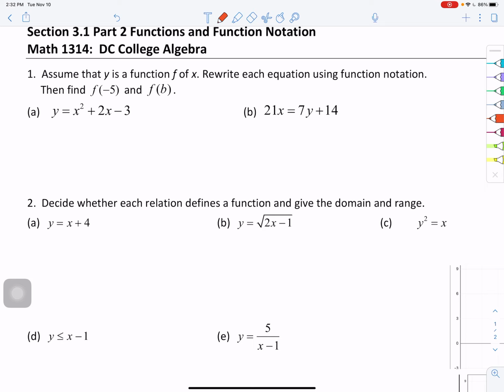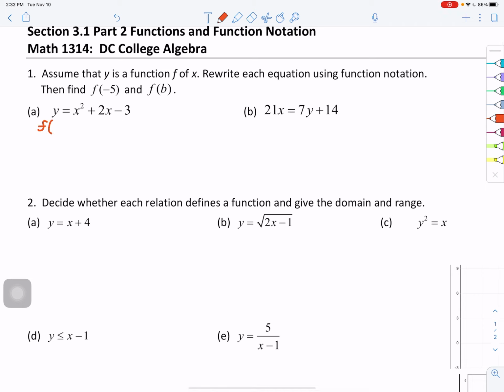So we already have this equation solved for y. Now we will use function notation, f of x equals y, and write f of x equals x squared plus 2x minus 3. Now we need to find f of negative 5. Note, everywhere there's an x, we're going to put a negative 5. So we have negative 5 all squared plus 2 times negative 5 minus 3. That's 25 minus 10 minus 3, and that's 12.